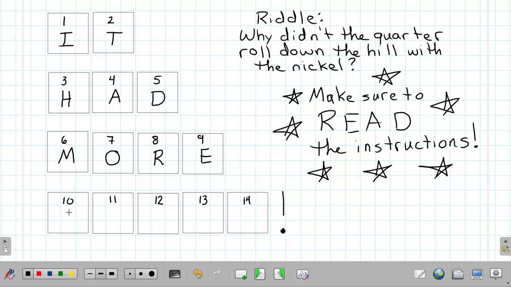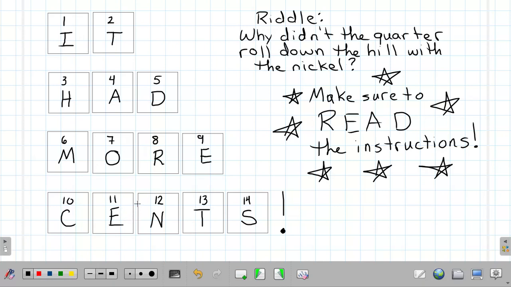And then 10 matches with C, 11 matches with E, 12 matches with N, 13 matches with T, and lastly 14 matches with S. So the correct answer here, after you worked all those out and matched them together, is that the answer to the riddle is it had more sense.